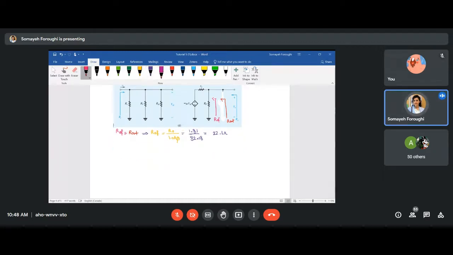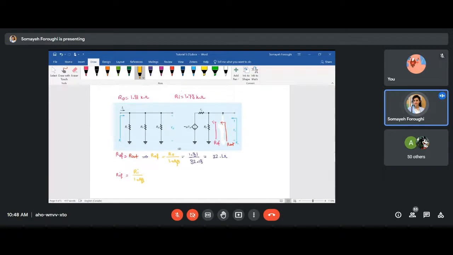Now let's find RIF. According to shunt-shunt configuration, RIF will be RI over 1 plus A beta. This all depends on what the configuration is. So RI, we found it previously, it was 1.78 over 82.18. Dividing it and you get 21.7 ohms.